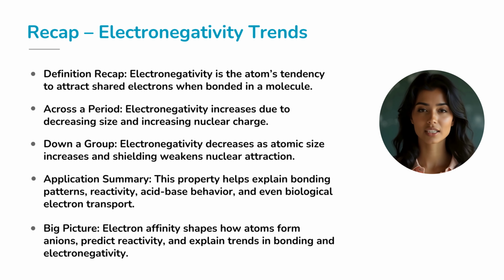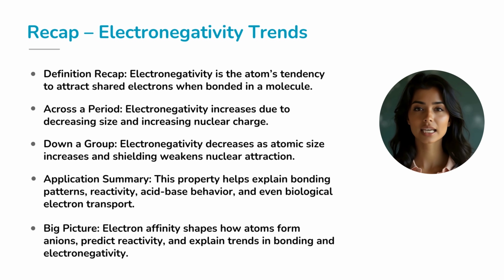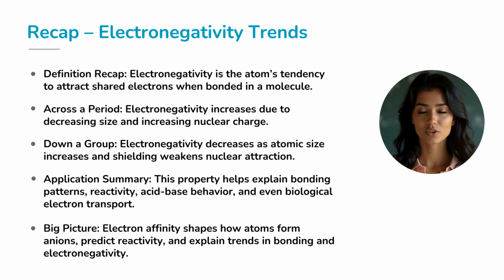biochemical electron transfer. So, to wrap up, electronegativity helps us understand why bonds are polar or ionic, why some elements grab electrons eagerly, and how molecular behavior changes based on atomic attraction. I hope this session helped you see how electronegativity is not just a trend. It's a chemical compass that guides bonding, polarity, and reactivity across the periodic table.